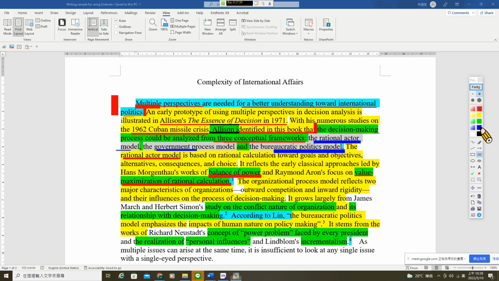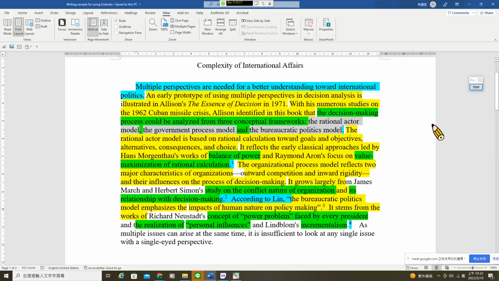So look here, I give you two books, two very important books in international affairs, international relations. And I give you one of the first citation numbers here. Do you see it? Okay, let's go to the citation. First one.